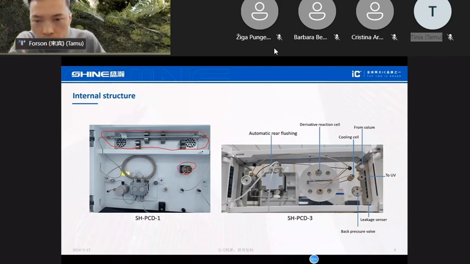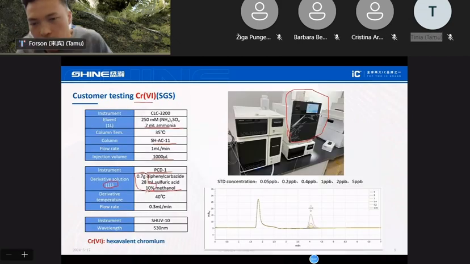There is a solenoid valve. This valve can switch the derivatization liquid with this volume or weight, the compound here, to prepare 1 liter. And the derivative temperature is 40, and the flow rate is different, 0.3. We just keep the reaction and finish.